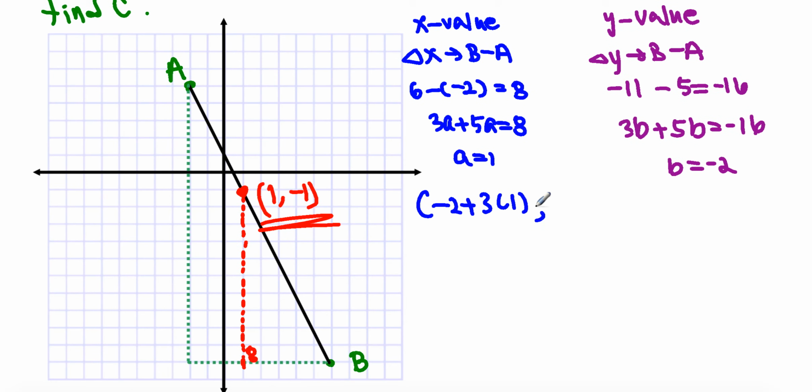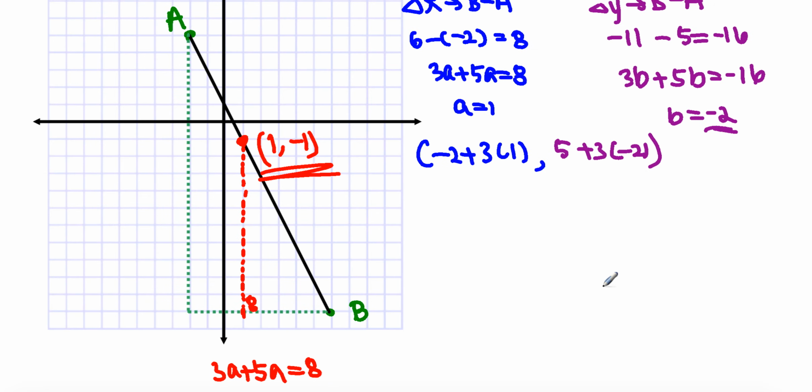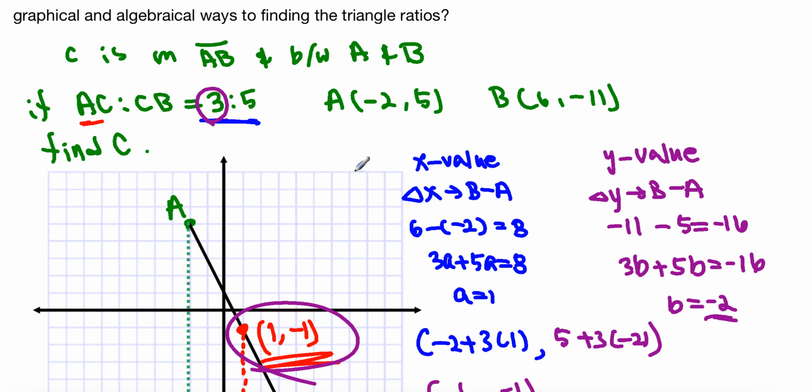Then our y value starts from A, which is equal to 5. Because I'm starting from A, I have to go for 3 units of this b value. Once I calculate this, my x value becomes 1, and my y value is negative 1: 5 plus negative 6, which is exactly the same thing as what we found graphically earlier. All right, so that was the next question.